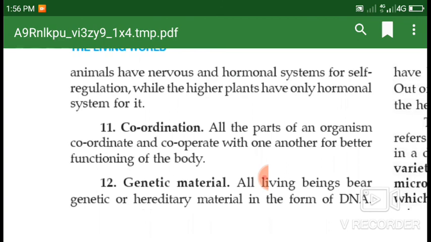If the parents have curly hair, the offspring will also have that type of hair. If the parents have a black color, the offspring might appear black colored. So these are the genetic characters that can be transferred by DNA.